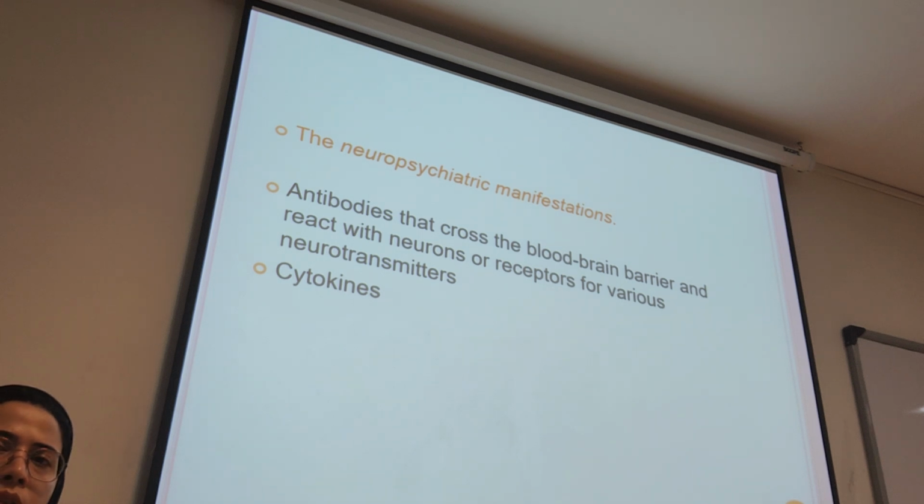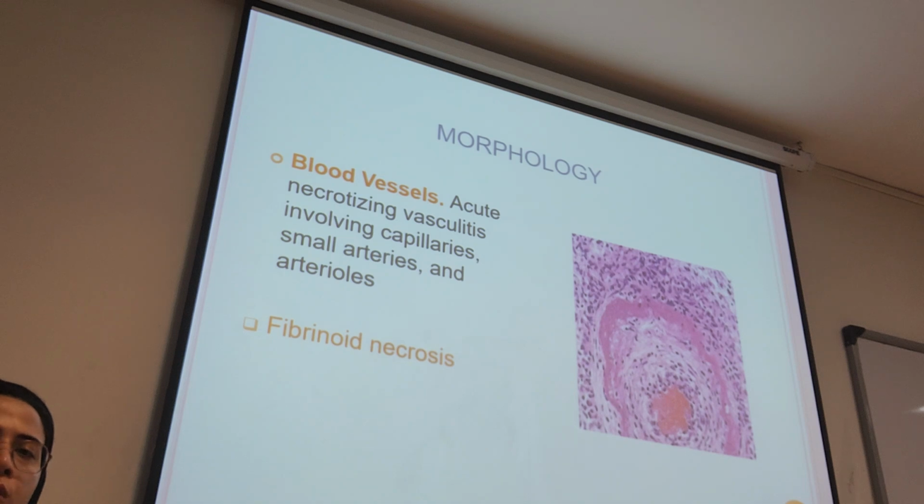And as I told you, we may have neuropsychiatric manifestations, for example, psychosis, myelitis, and that is because of presence of antibodies that cross the blood-brain barrier and they react with, for example, antigens and neurons or the receptors for neurotransmitters. So, about morphology.